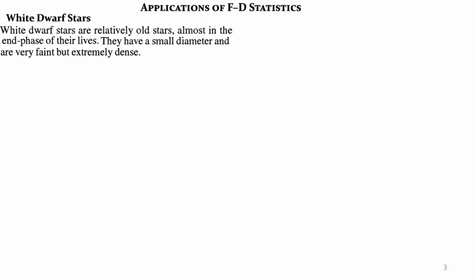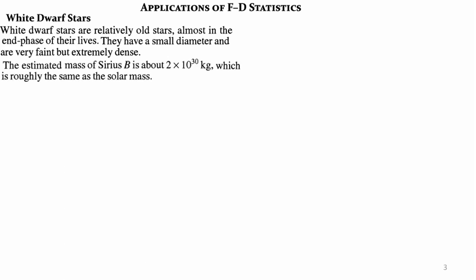So basically white dwarf stars are relatively very old stars. I hope you have gone through the stages of a star, its birth, and how hydrogen gas keeps on converting to helium, and a star keeps on radiating its energy out, and so on. So basically white dwarf stars are those stars which are relatively old, and they are almost in the end phase of their lives, and they have a specific characteristic: they have a small diameter, and are very faint in color. I mean, they don't emit much light.